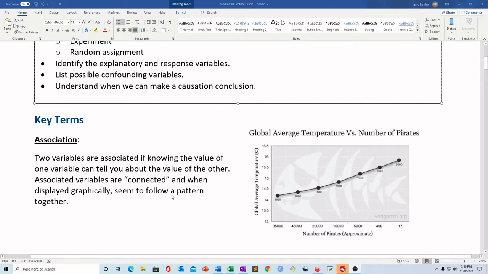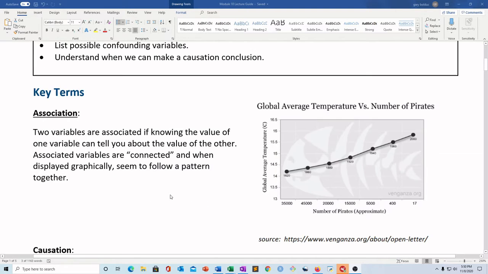So association, and we could zoom in a little bit more here. Association is: two variables are associated if knowing the value of one can tell you about the value of the other. So the thing I like to do is I just think the word connected. When I see the word association between two variables, I think connected. So two variables are connected together.